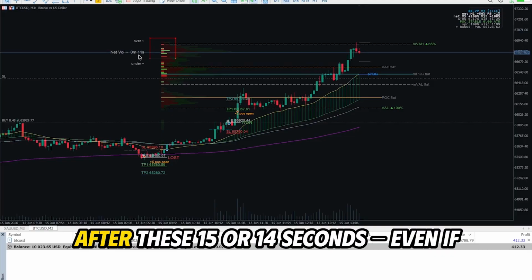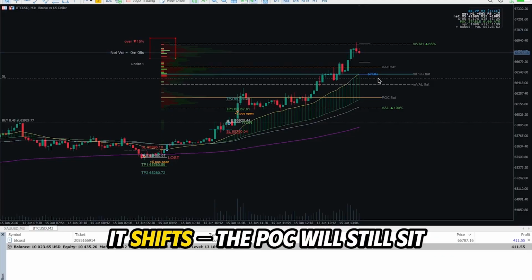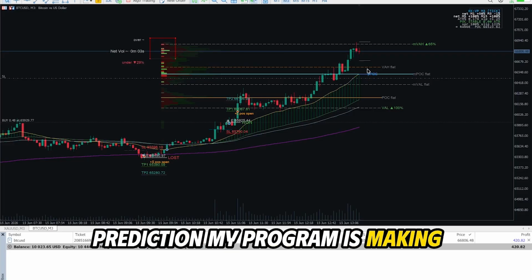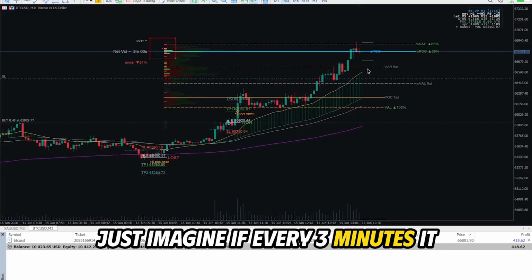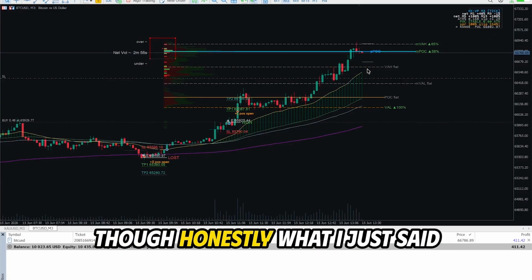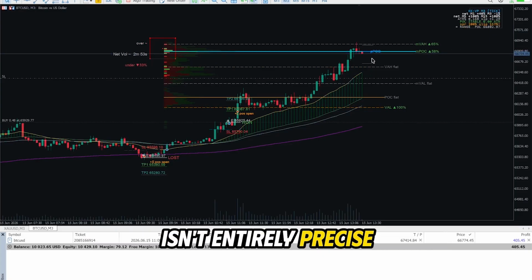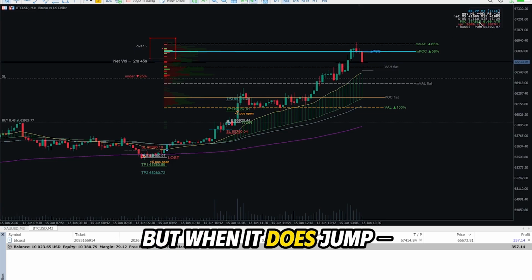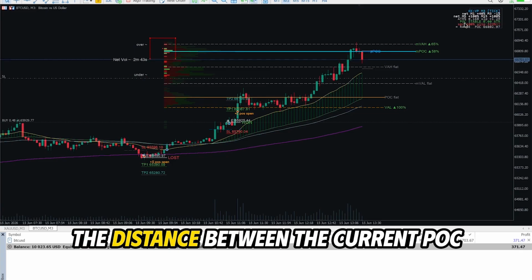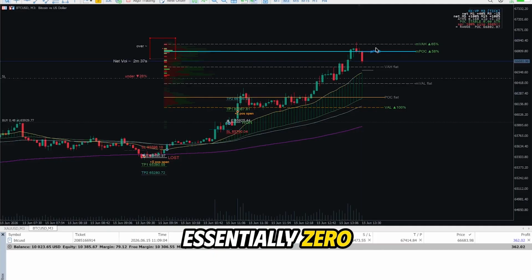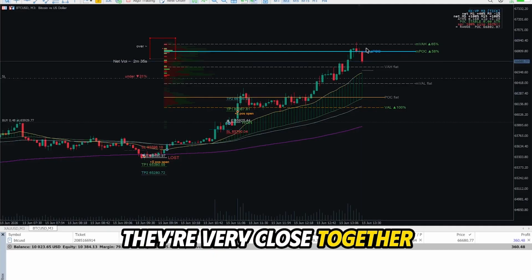But after these 15 or 14 seconds, even if it shifts, the PLC will still sit around this area. That's the prediction. Just imagine if every 3 minutes it jumped somewhere different. It wouldn't be true. No, honestly, what I just said isn't entirely precise. According to prediction, it does jump less. But when it does jump, the distance between the current PLC and the predicted PLC is still essentially zero. They are very close together.